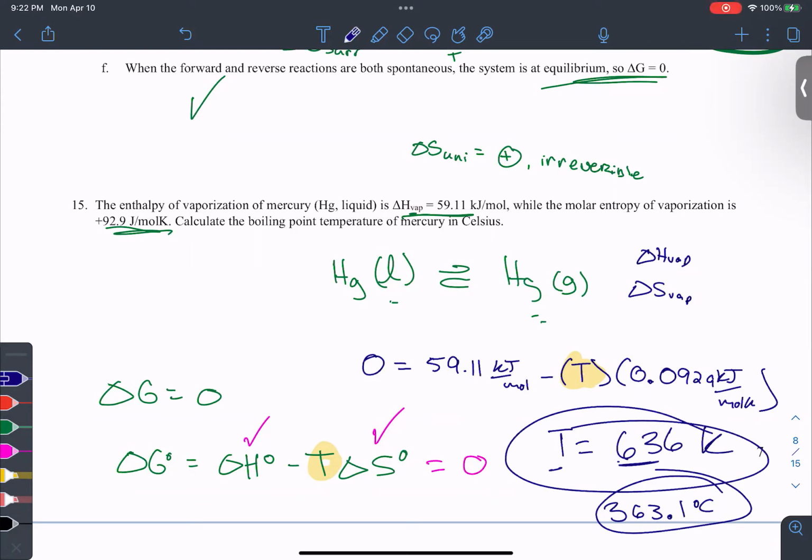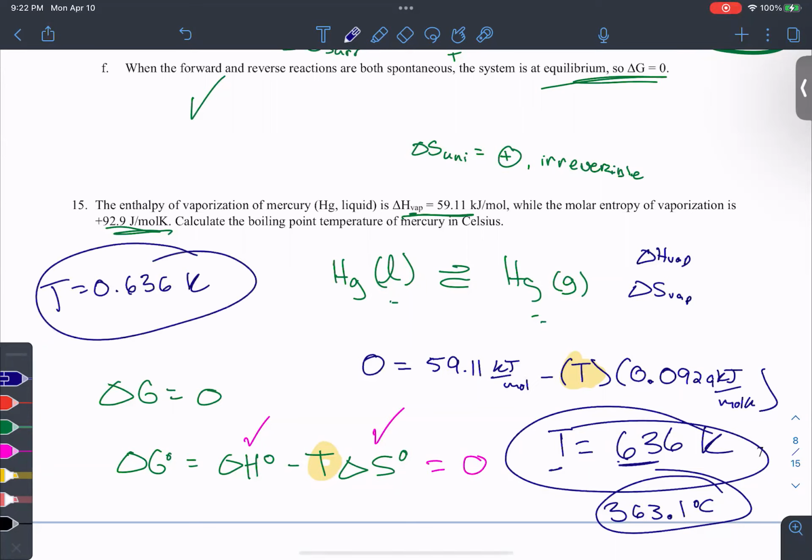59.11 divided by 92.9. You get that T equals 0.636 K. What's that? It's next to 0 Kelvin.